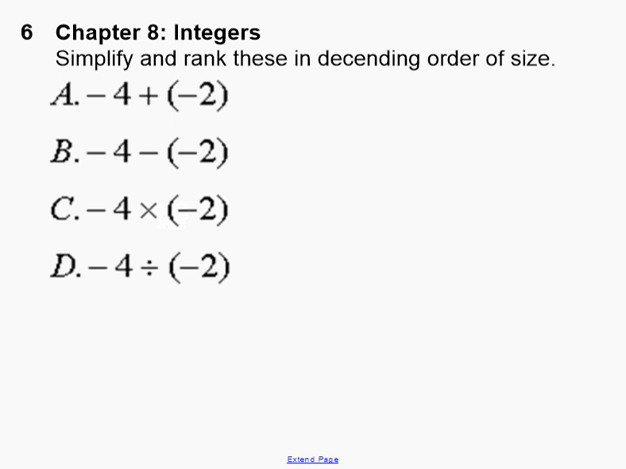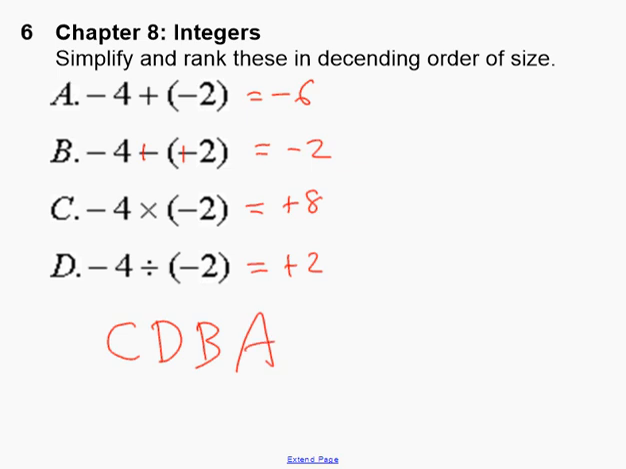Question 6 comes from integers. It says simplify and rank these in order. So -1 plus -2, I'm just going to solve these real quick for you. When you add, combine, you get -6. When I do this one, 4 negatives and 2 positives is 2 negatives. Multiply together, and same signs give a positive. Divide and keep your sign. Divide is 2, positive 2. Simplify these and rank them in descending order. So your largest is C, your second largest is D, -2 is your third largest, and your smallest is A.